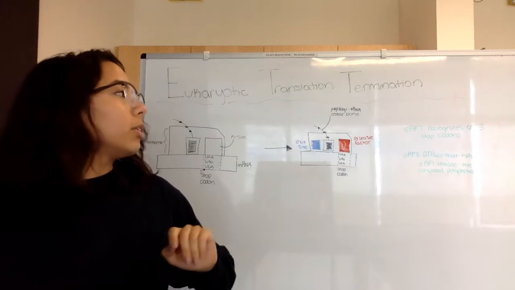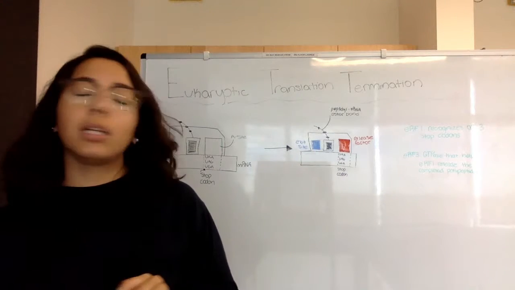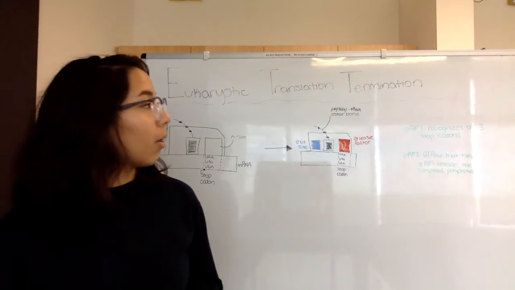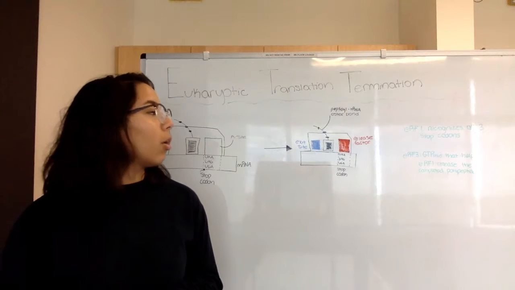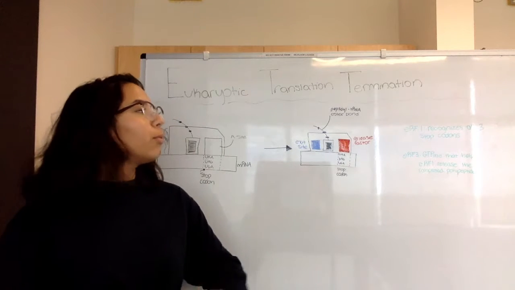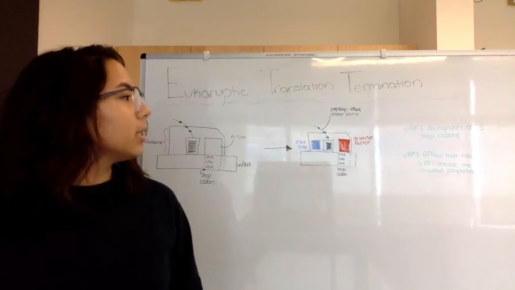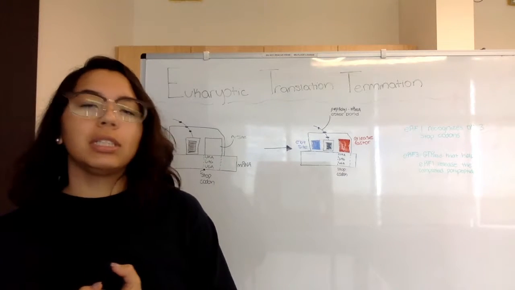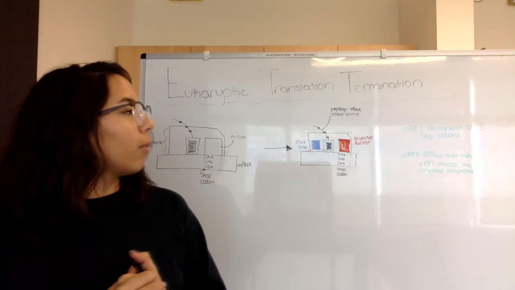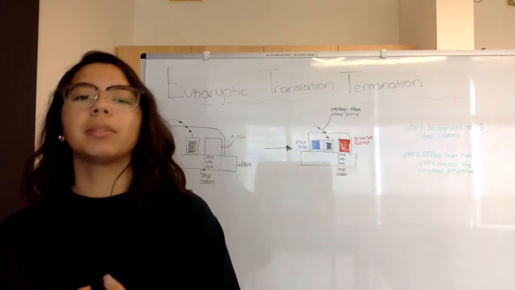The 2 release factors involved in eukaryotic translation include eRF1 and eRF3. eRF1 recognizes all 3 stop codons. eRF3 is a GTPase that helps eRF1 release the completed polypeptide.